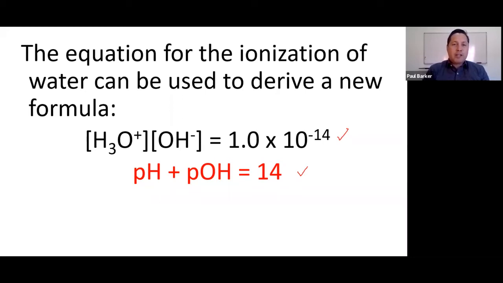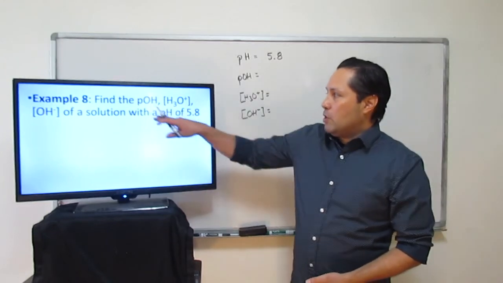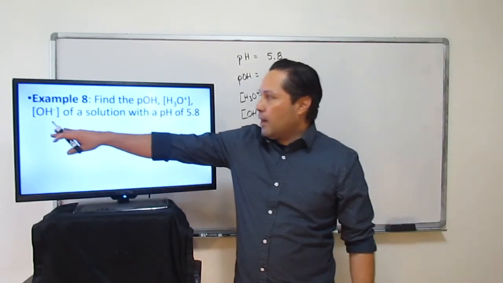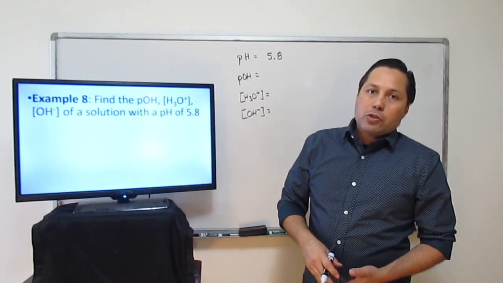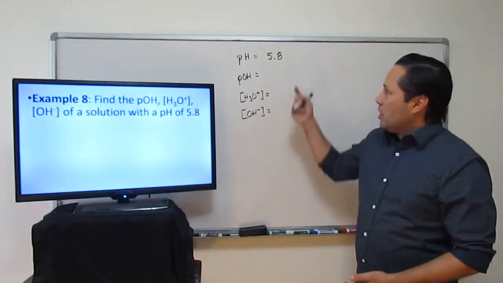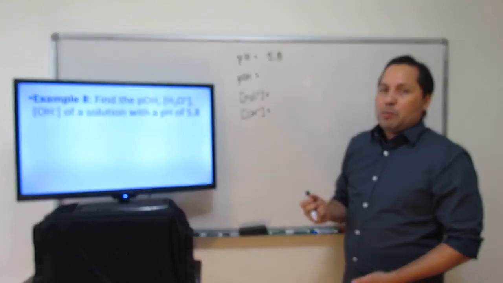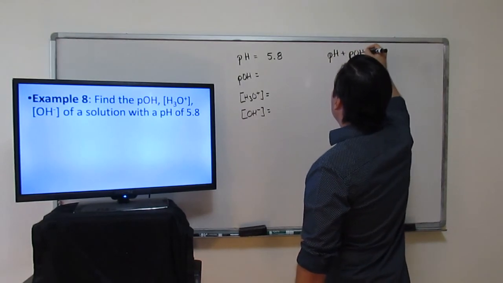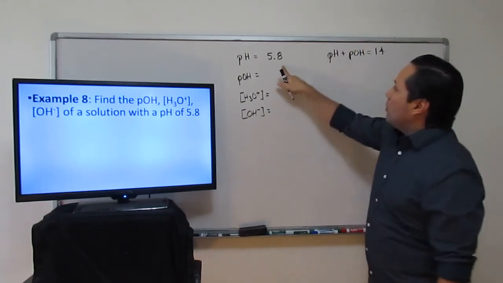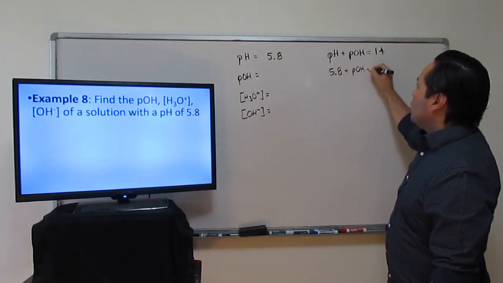Now let's take a look at an example on how to use this formula. In example 8, we're asked the following. Find the pOH, the hydronium ion concentration, and the hydroxide ion concentration of a solution with a pH of 5.8. So now we're missing all of these and we're only given the pH. I'm going to begin by finding the pOH, using this formula: pH plus pOH is equal to 14. So I'm going to substitute the pH right here, 5.8 plus pOH equals 14.